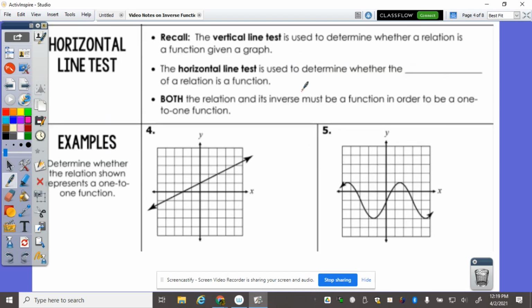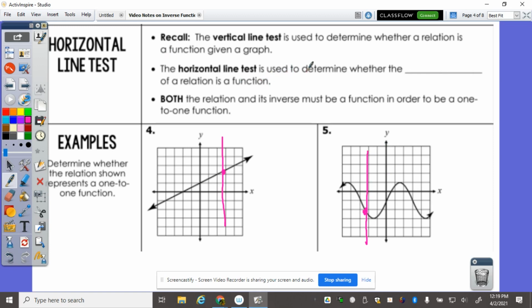Horizontal line test. Recall the vertical line test. The vertical line test is when we would like to determine if a given graph of a relation is a function by drawing a vertical line. If it crosses only once, it's a function. Here, both of them are functions because when we draw a vertical line, it crosses only at one point.